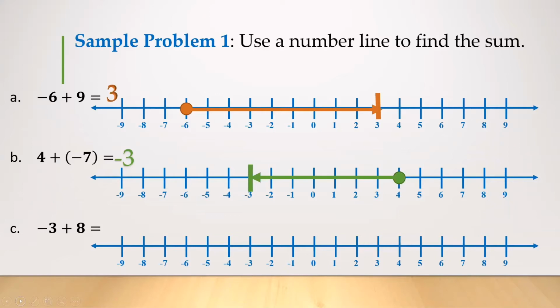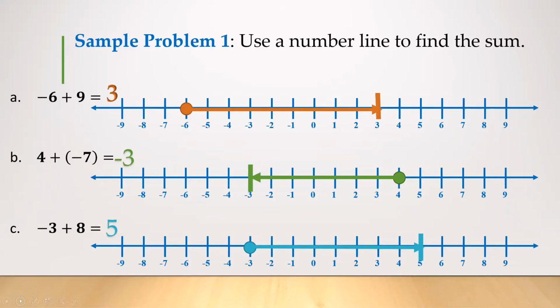Okay, my last one. It says I'm going to start at -3. I'm adding a positive, so I'm moving in a positive direction. So I'm going to move 8 spaces. That leaves me at 5. So -3 plus 8 is 5.